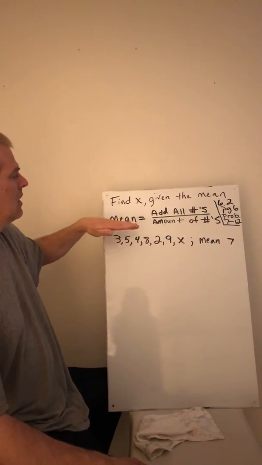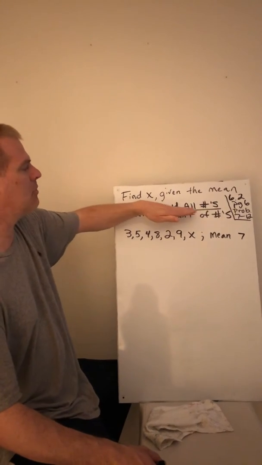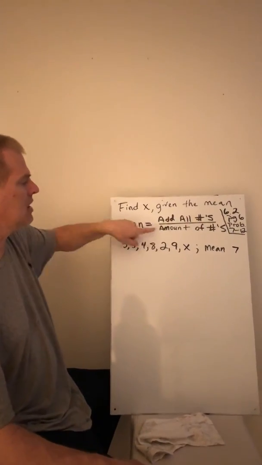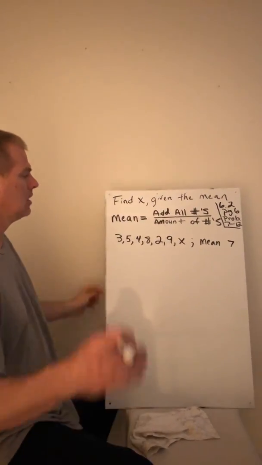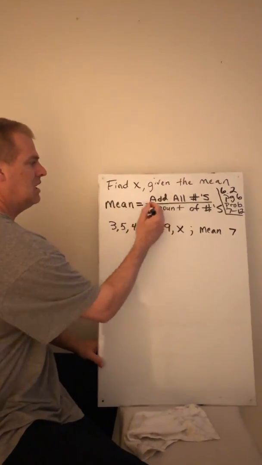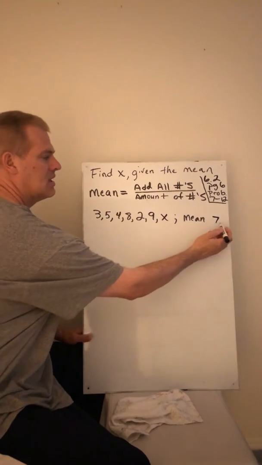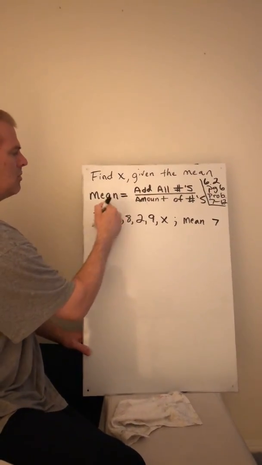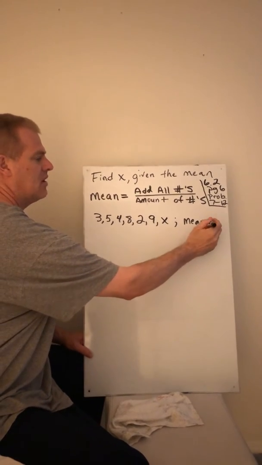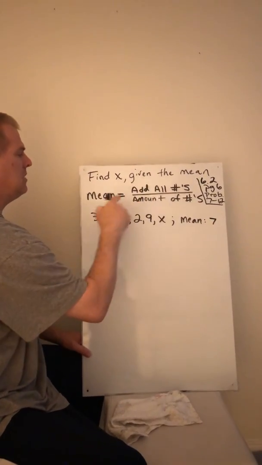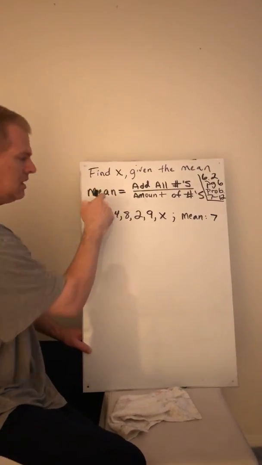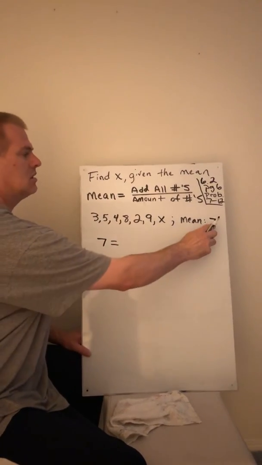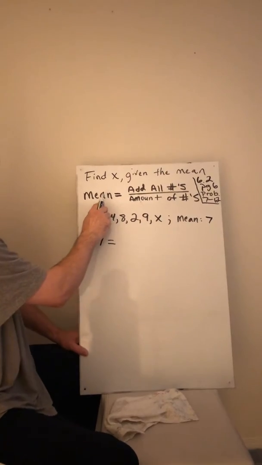Okay, so again, the mean equals, you add up all the numbers on the top, and then you divide by how many numbers there are. Okay, so we're going to do that. The mean equals, well, it gives us the mean. It says the mean is 7. So when I start my problem out, I'm going to take the 7, which is my mean, and plug it in for the word mean. So I'm going to write 7 equals, okay? So I took the 7 and I replaced it with the word mean.